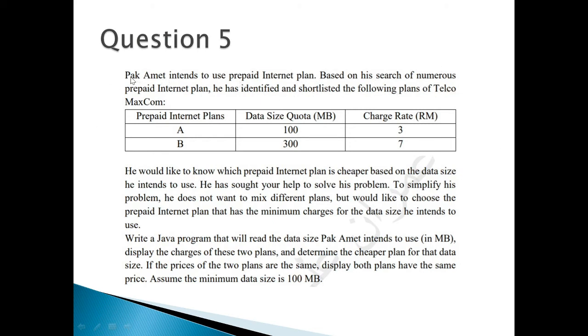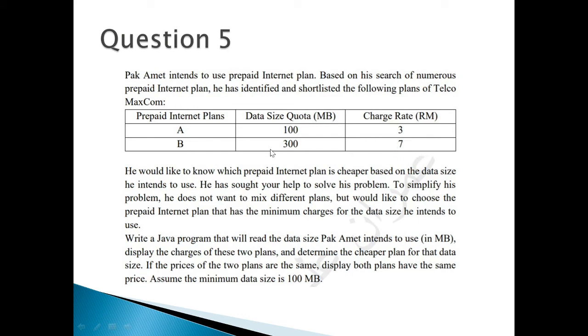Pak Amit intends to use a prepaid internet plan. You must help him make a choice whether he needs to use plan A or plan B. In the comparison here, in plan A, the formula counts each 100 megabytes, and it will charge 3 ringgit. But for plan B, each 300 megabytes will charge 7 ringgit.